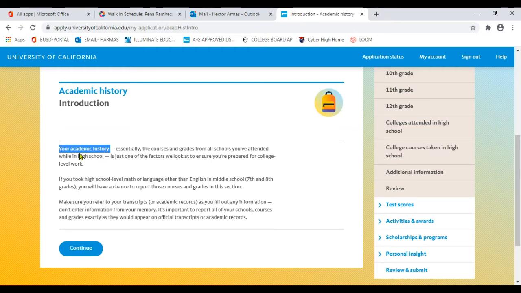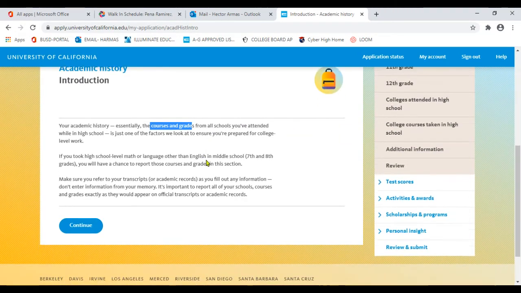And these courses and the grades that you're going to be inputting in the 9th, 10th, 11th, and 12th grades are basically a way that the university will determine if you meet the A through G subject requirements. Because in order for you to attend the UC schools, you're going to have to meet the A through G subject requirements.